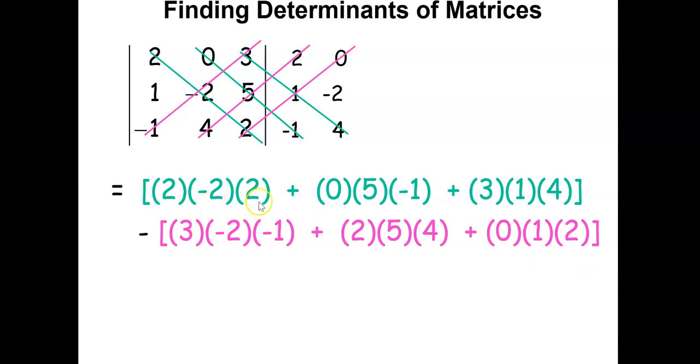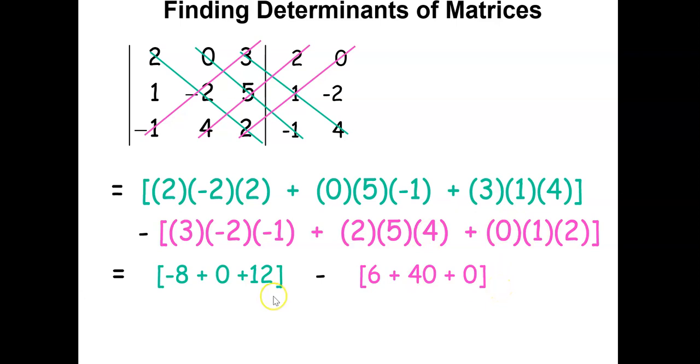So I will solve this. 2 times negative 2 times 2 will give me negative 8. Then 0 times 5 is 0, so I have 0 plus. 3 times 1 is 3, times 4 is 12. I have this part over here. Now you see there is a minus sign over here, and I have this. 3 times negative 2 times negative 1 is positive 6. There is a plus sign. 2 times 5 is 10, 10 times 4 is 40. Then plus 0.